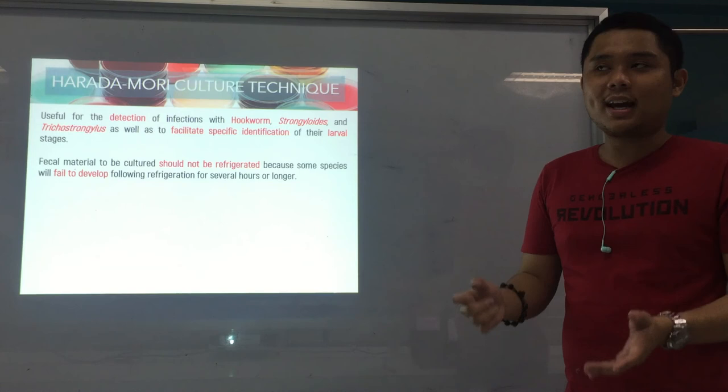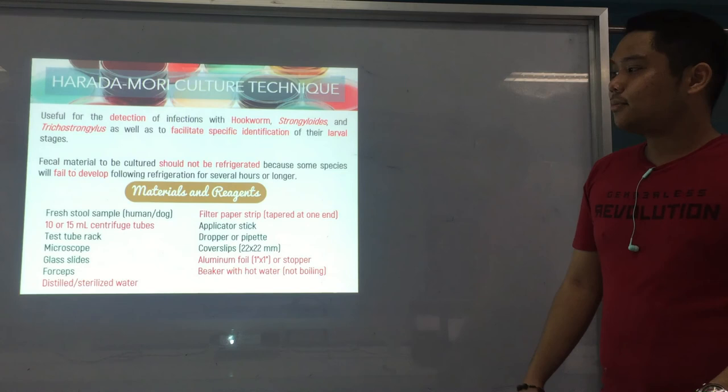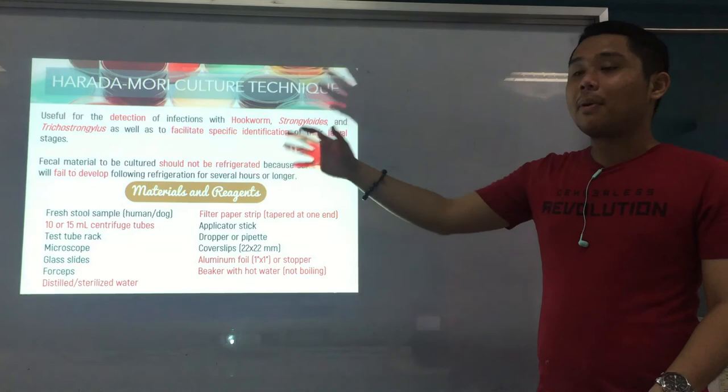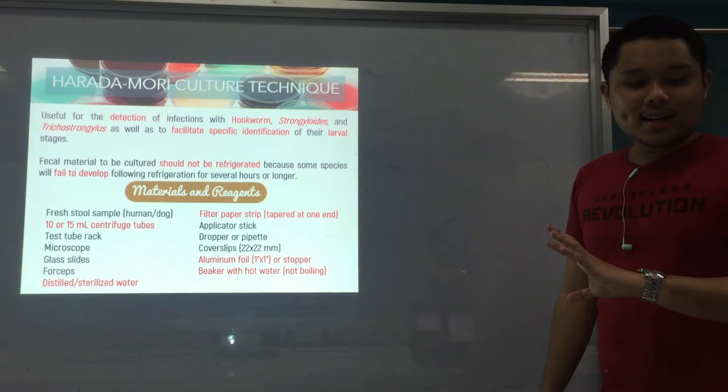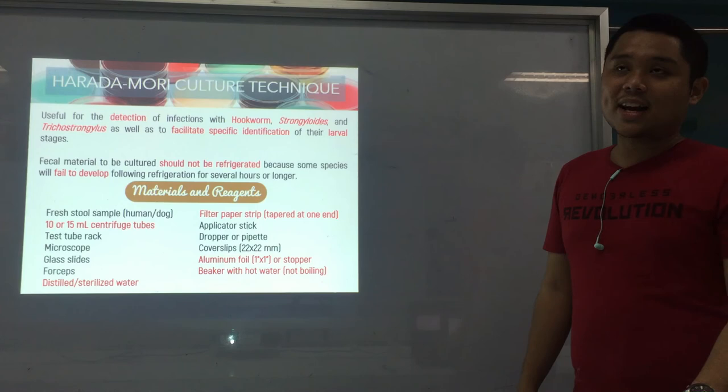For our materials and reagents, the ones in red are those that are really significant. You need 10 or 15 ml centrifuge tubes, distilled or sterilized water, a filter paper strip, aluminum foil or a stopper, and a beaker with hot water. We'll then know what each of them is used for.